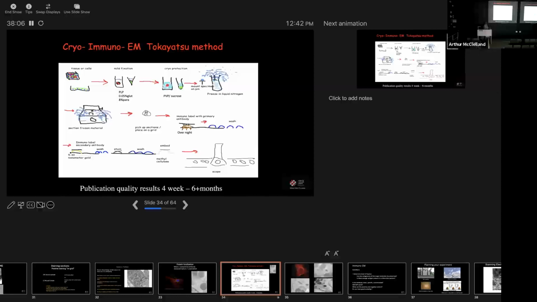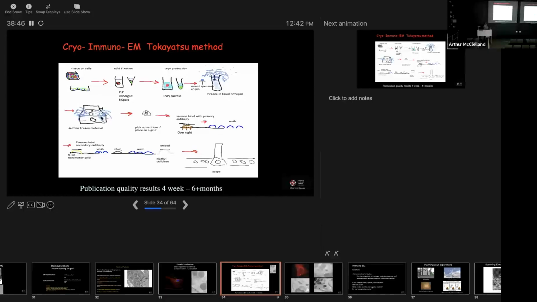So after we've fixed, we're going to cryoprotect. This is a 70% sucrose solution with polyvinyl pyrrolidone in it. That makes it easy for cutting and allows us to freeze this in liquid nitrogen. Since it's cryoprotected, we don't really have to go to great heroics in this freezing step. As long as the sample is small, you can freeze it on a pin because the cryoprotection is going to prevent ice crystallization, which is why we do rapid freezing.